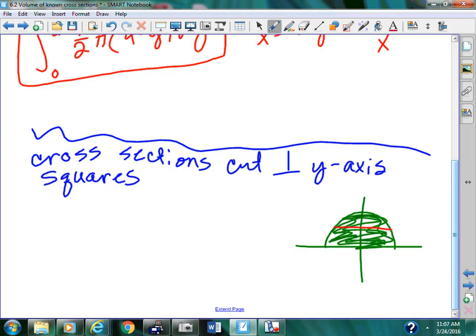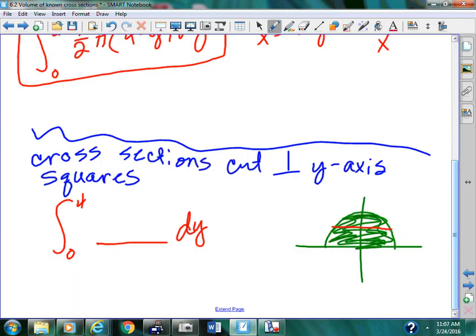Cross section going across here. Are my bounds going to change? No, so I'll keep those 0 to 4. Is the dy going to change? No, so I'll keep that. What about the formula here? Do I still use 1/2 pi r squared? No.